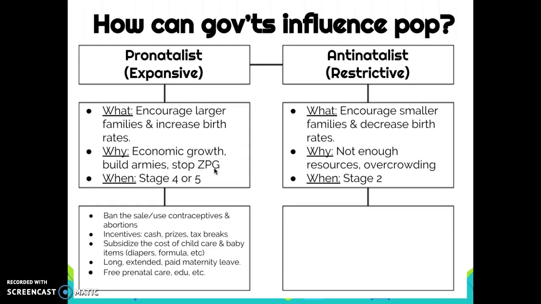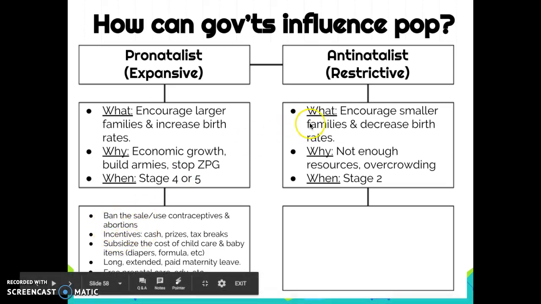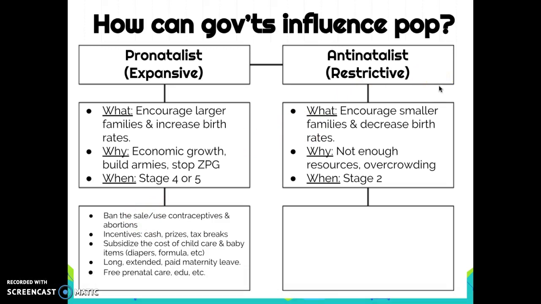So let's think about what they can do. What are some examples of pro-natalist population policies? These are down here. Countries can actually ban the sale or use of contraceptives and abortions. So think about it. If a country no longer is able to sell contraceptives to its people, then chances are there are going to be more babies, right? Same thing with abortions. Some countries actually give incentives for having children. So they will pay cash to some parents. There are prizes in some countries, like a car, or some countries give tax breaks for having children.